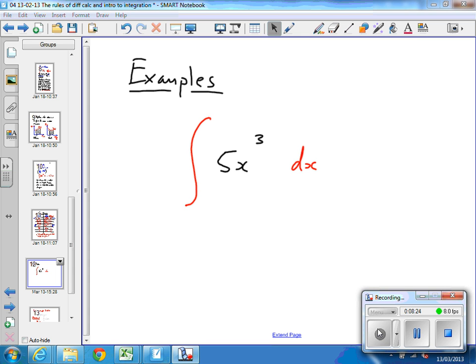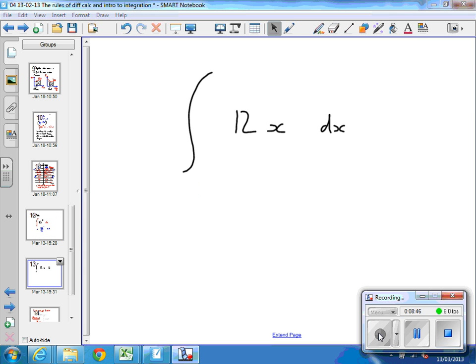So example, first one, integrate 5x cubed, that's what I'm integrating, with respect to x. That is saying what's the variable in here? X, okay? Integrate with respect to x. Okay, write down what you think the answer is. So next example, integrate 12x with respect to x. Write down what you think the answer is.